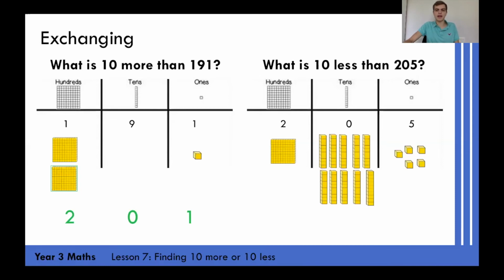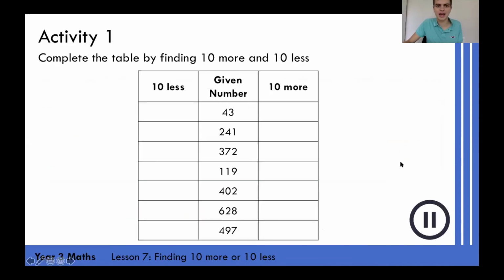There we go. Now I've got some tens that I can take away from. So I'm going to take away 1 ten because I'm finding 10 less. So that one goes. So the answer I'm left with is 195 because I've got 100, 9 tens and 5 ones. Well done.